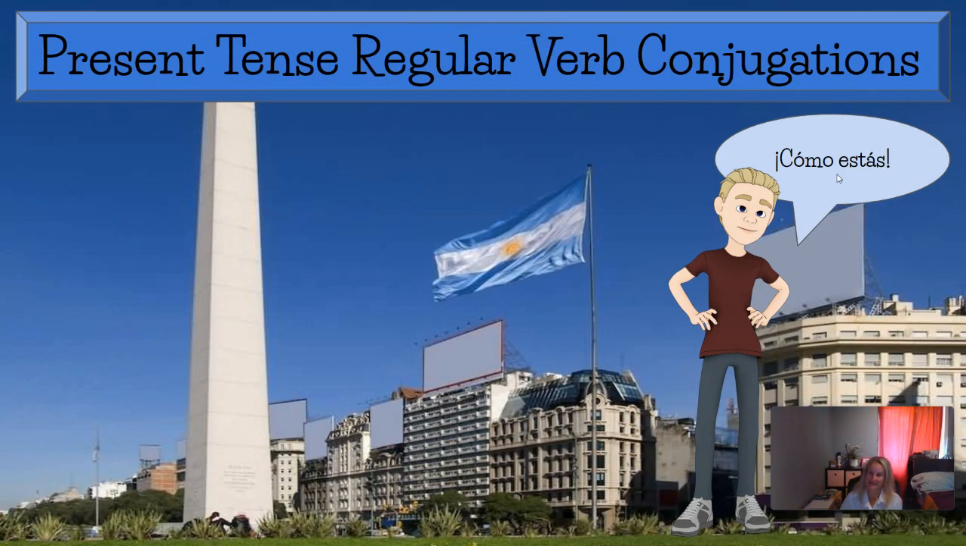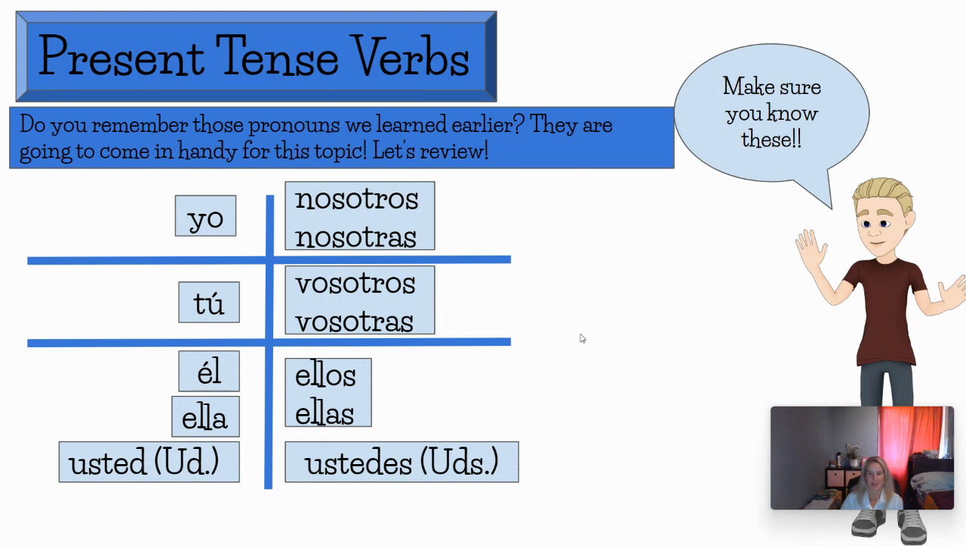So, ¿cómo estás? All right, so we need to first make sure that you remember what your pronouns are. We learned those already, but here we go. Let's go ahead and review. They're going to come in handy for this topic. So this is the chart. Whenever you want to talk about yourself, you use the yo form. Yo is I. Tú is you, familiar. That's the form that you would use when you talk to a friend of yours.